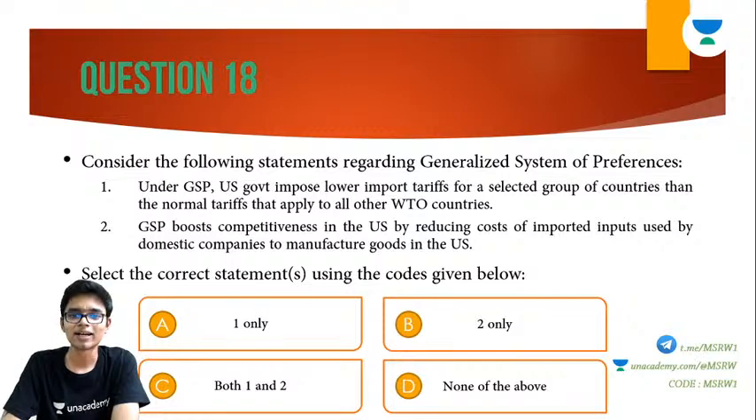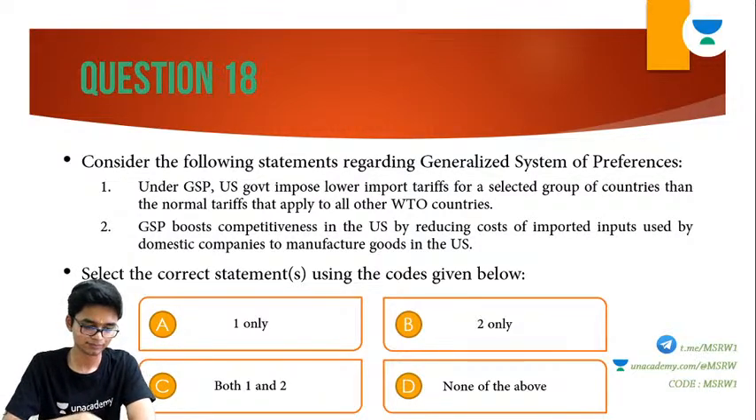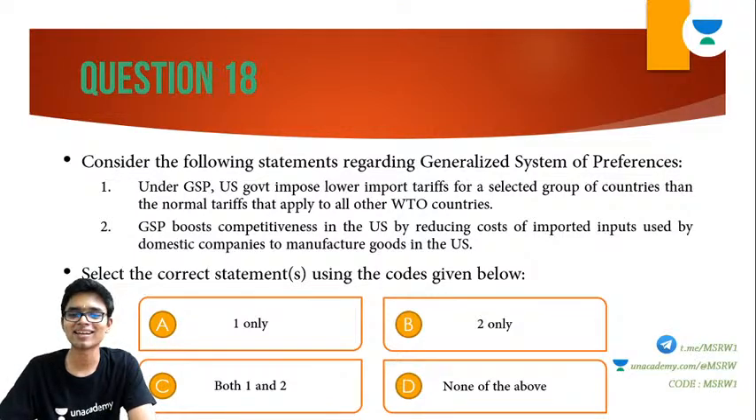Question 18 regarding generalized system of preferences. Select the correct answer. I'll wait for 10 seconds. A, C, different answers are coming. Somebody saying Saubhagya A, Nilam C.